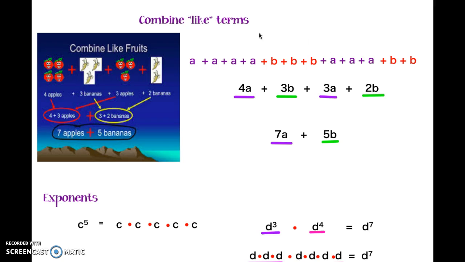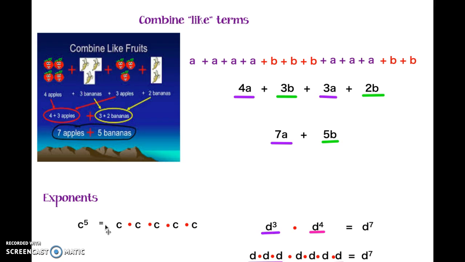And finally, we'll look at combining like terms. Here's an example with fruit. If we had 4 apples and 3 apples, we have 7 apples. And if we have 3 bananas and 2 bananas, we have 5 bananas. Similarly, if we have A's and B's, if we have 4 A's and 3 A's, we'd have 7 A's. And if we have 3 B's and 2 B's, 3B and 2B is 5B.